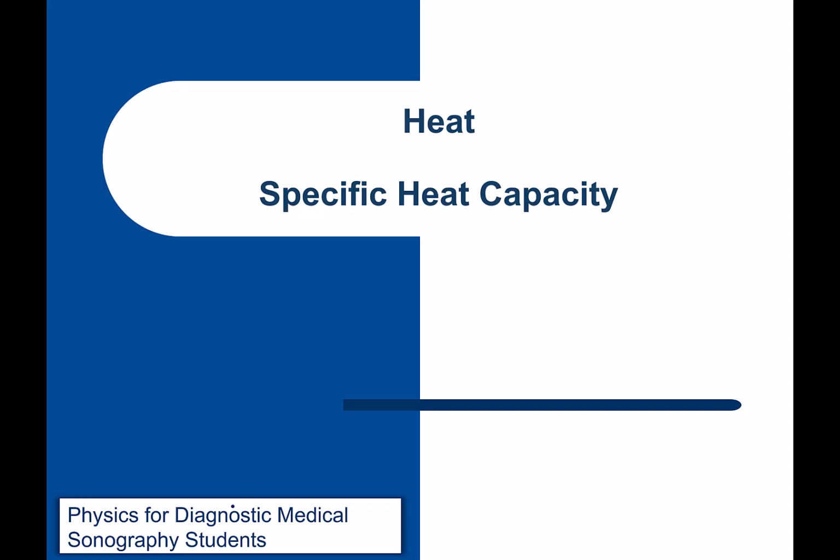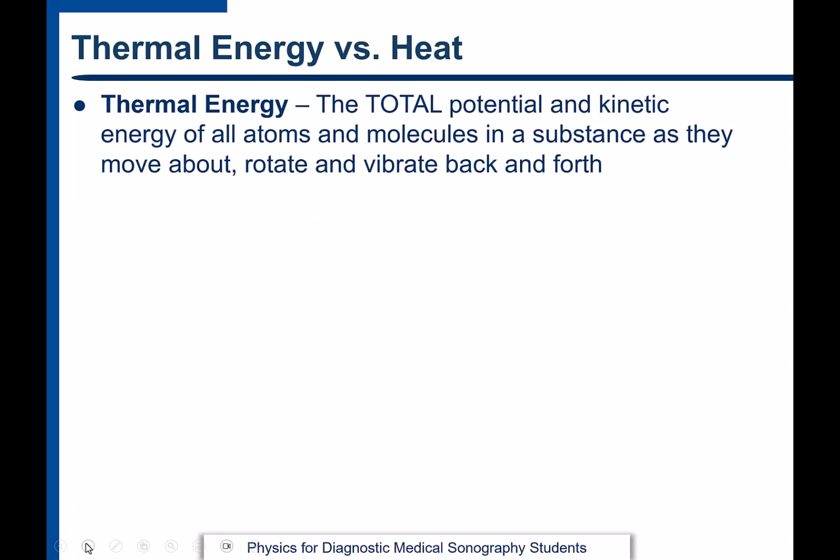In this video, we're going to talk about heat and specific heat capacity. In our last video, we talked about thermal energy, and we also talked about temperature. Remember that thermal energy is the total potential and kinetic energy of all the atoms and molecules in a substance. And remember that those molecules have that energy by motion. So they're either moving around or rotating, or in the case of a solid, they're vibrating back and forth.